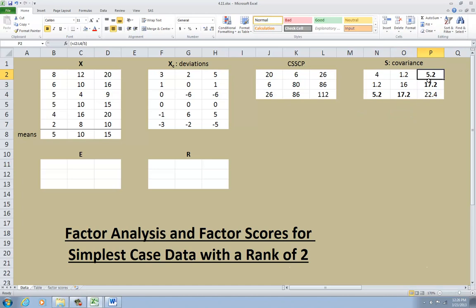Now if you look here, these values in bold, 5.2 and 7.2, are the ones that have changed from the previous data set, and that's because variable 3 has changed. Now when the covariance matrix is not full rank, that is when there's a linear dependency, the third column of covariances is the sum of the other 2 columns. So we can see that 5.2 plus 17.2 is going to equal 22.4. Same with 1.2 and 16 and 4 and 1.2.